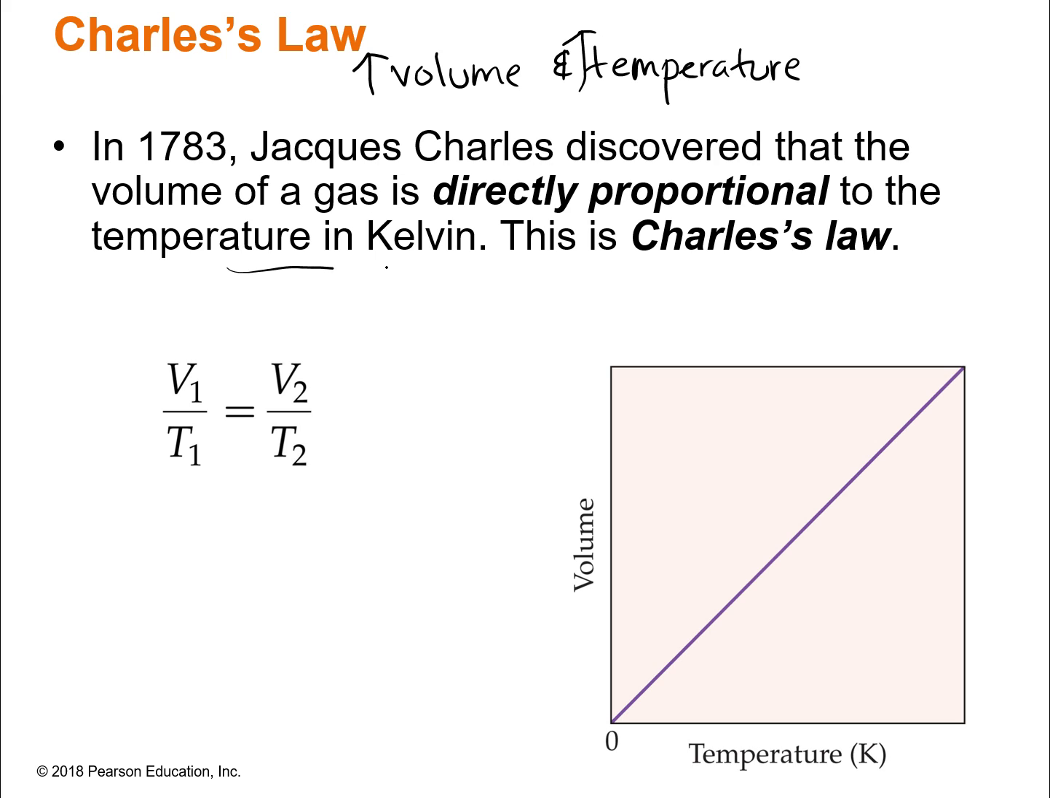The temperature, however, has to be in Kelvin. Oftentimes, these problems will give you the temperature in degrees Celsius. You will need to convert to Kelvin. You take the temperature in degrees Celsius and add 273. If you need to go back to Celsius to report your answer, you take the Kelvin and subtract 273. That's a throwback to when we did temperature conversions in Chapter 2.